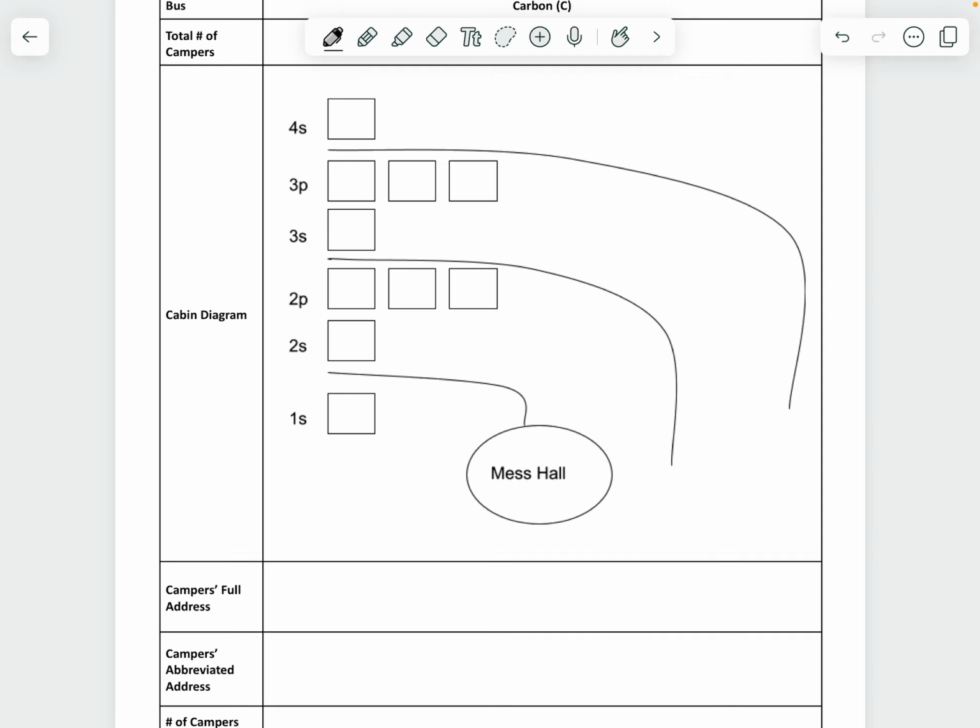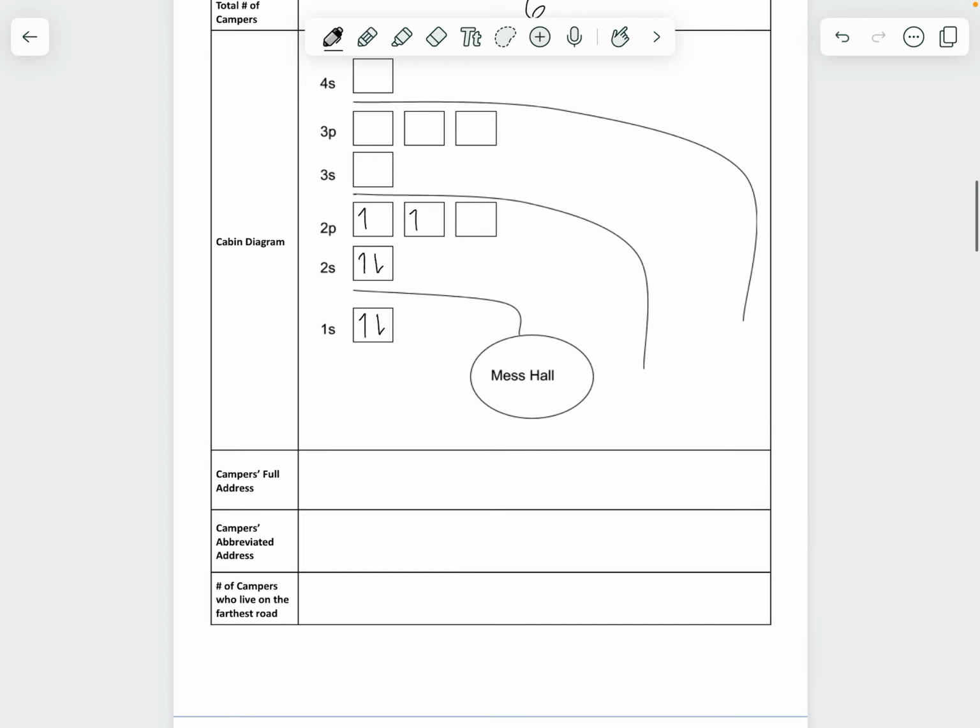Mess hall is closest to us, and then we see that the first cabin is the 1S cabin. We're going to place a camper up on the top bunk. We see that we have to double up before we can move on to the next bunk, and therefore there are 2 campers there. Then we do the same thing with the 2S cabin, and then we get to the 2Ps. We have 4 campers already accounted for. And remember, they want the top bunk when they're the first, but they also don't want to be doubled up if they don't have to, and the 2P cabins come in 3s, and so we can put our 6th camper there. So what would the camper's full address be?